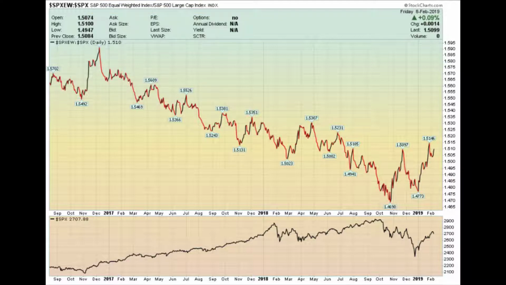Now, as you look at this chart, you'll see that in late 2016, we peaked at about 1.595, and then we started a steady decline over a long period of time.